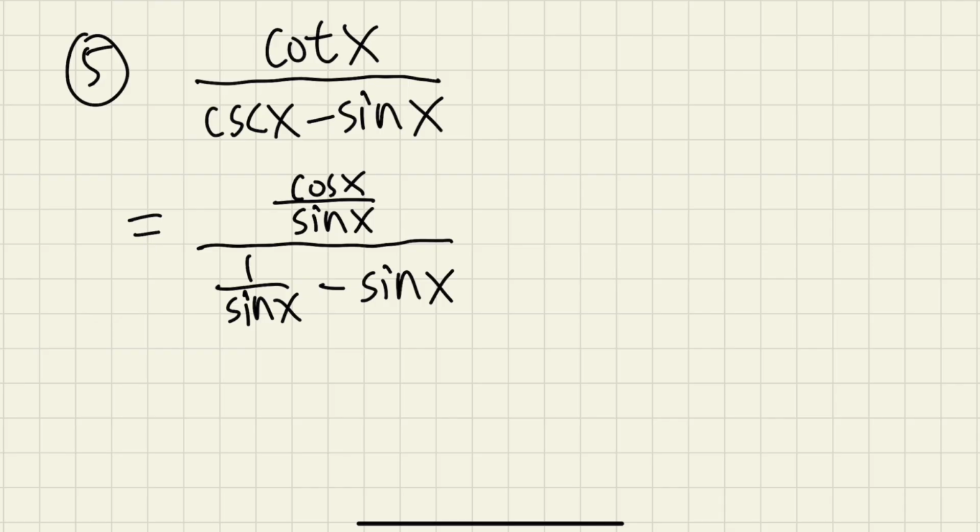Now, we have complex fractions again. This time, we just need to multiply by sin x, the lowest common denominator of the small fractions. They are the same, so sin x will do it. And then, because on the bottom we have 2 terms, make sure you put parentheses around it and multiply by sin x. Sin x and sin x cancel, so the top is just going to be cosine x.